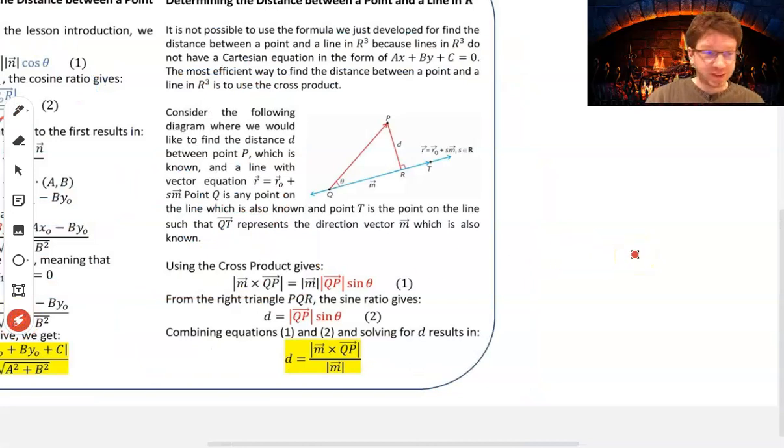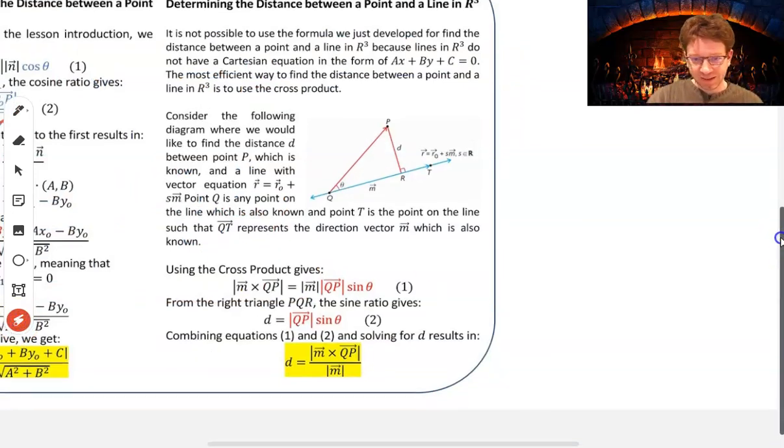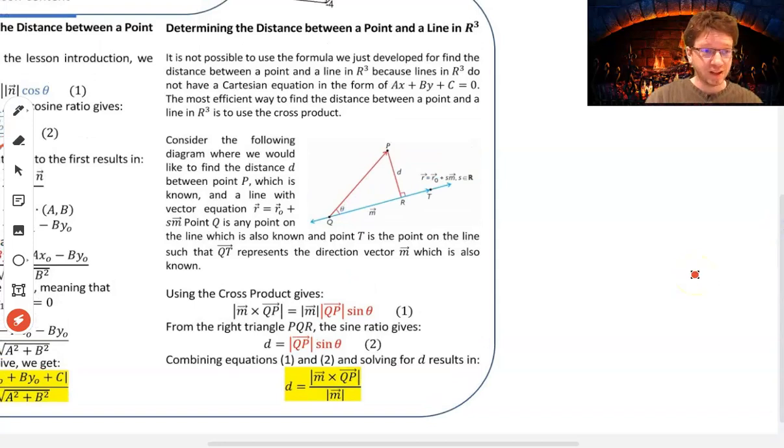So now let's look at 3 dimensions. We can't use the same formula because we can't use a Cartesian equation for a line in 3 dimensions. We have to use the vector equation. So looking at this diagram, here we have a line.